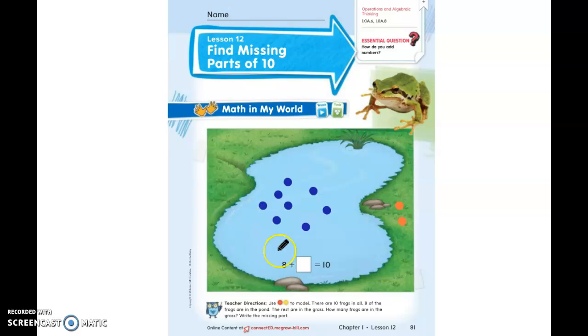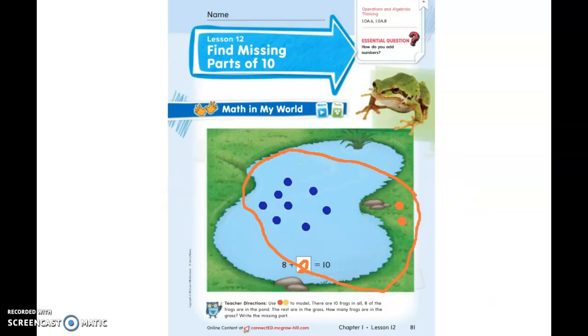Now, if we look all together, here's our 8. So we know we have our 8 right here. That's our first part. It's right here in our number sentence. So our second part is going to be over here. And our second part looks like we have 2 counters. 1, 2. So that means our second part must be 2. So I'll come right on over here to my box and I'll write a number 2 in there. Boys and girls, I just have to make sure that I have 10 counters in all as a whole, right? All together, I have 10 counters.